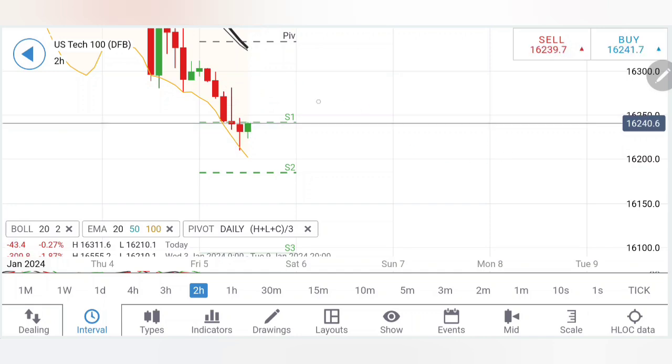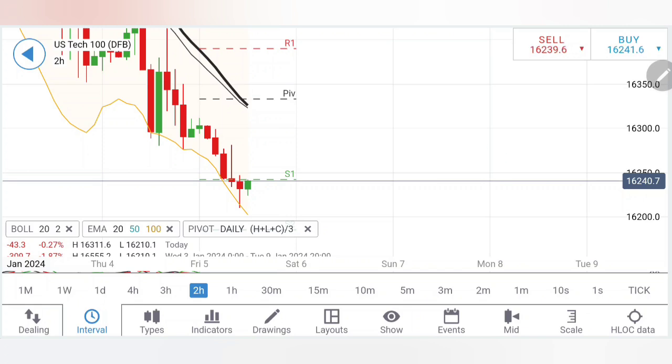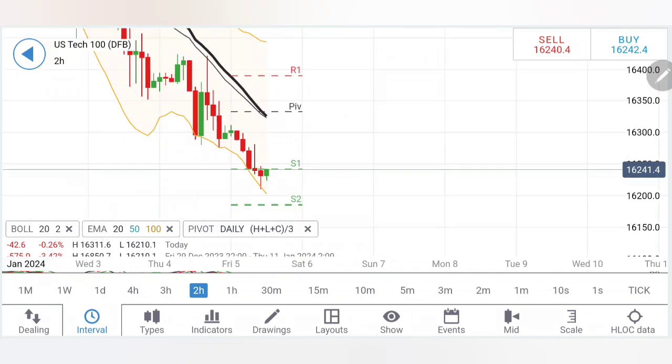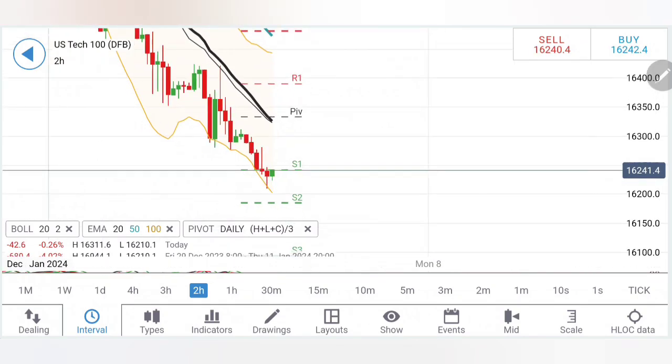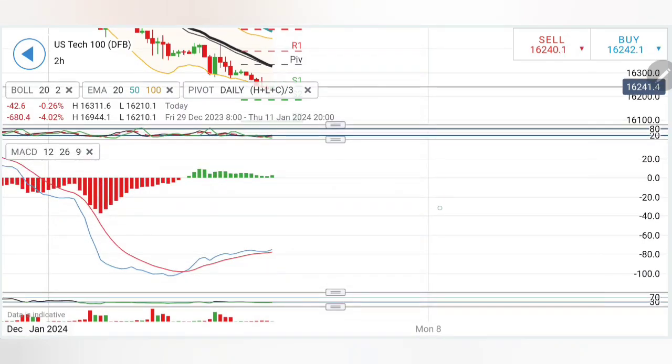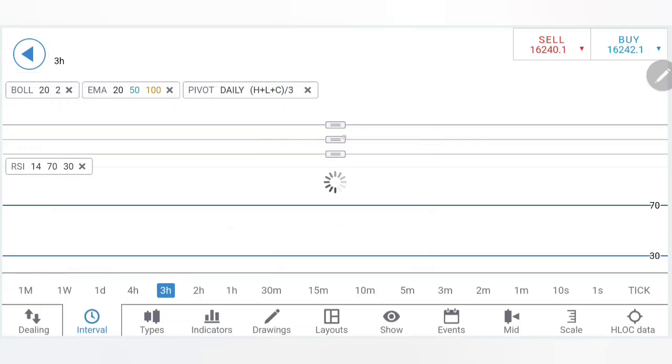The 20 period moving average is sitting at around 16,340, 330 zone. Very, very strong resistance. This complete zone is going to provide the maximum resistance to Tech 100 today. And after that, we can look forward to 400, 430 levels. Stochastic rising from the oversold. MACD is trying to diverge. It is trying to stay bullish. RSI is oversold as well.